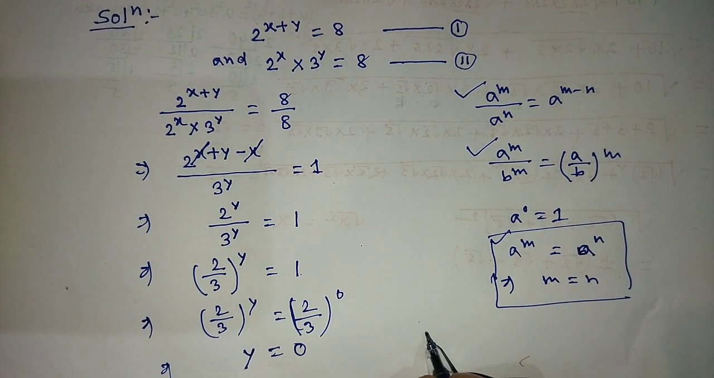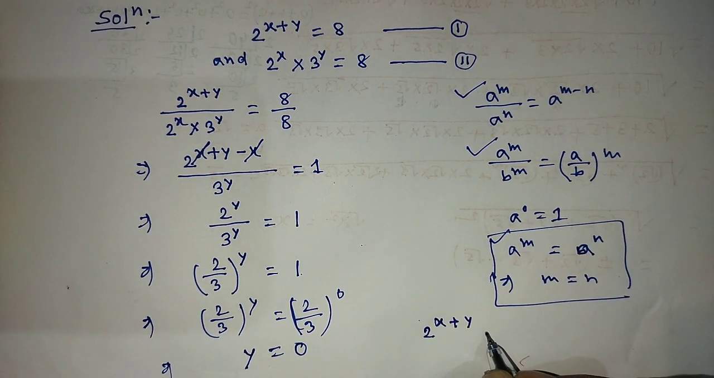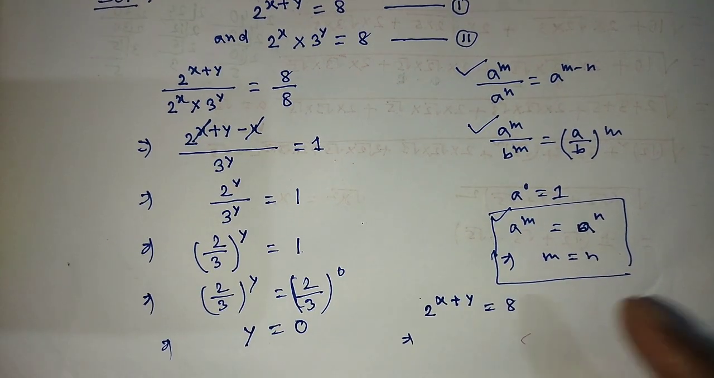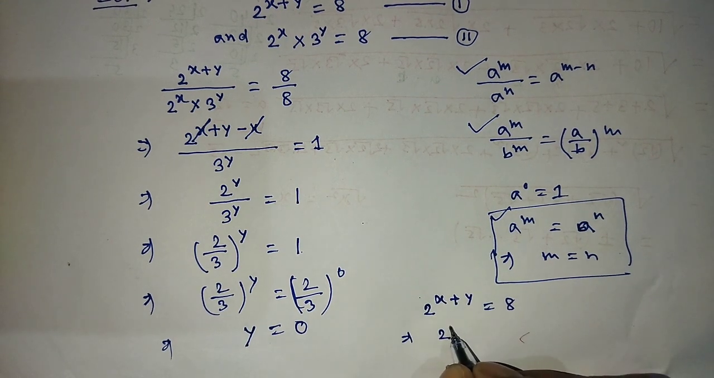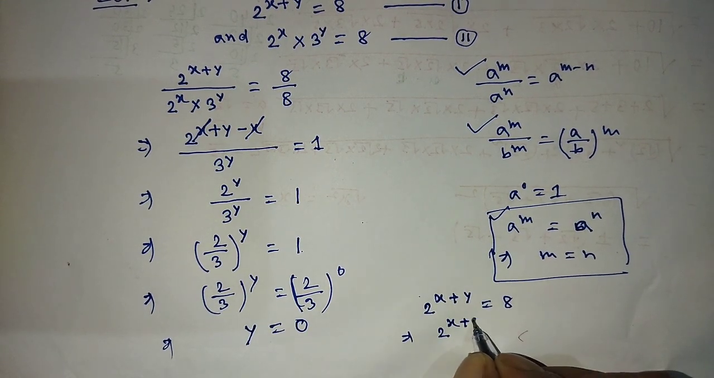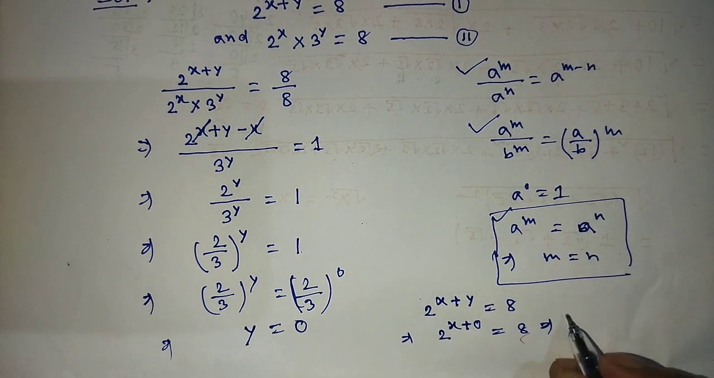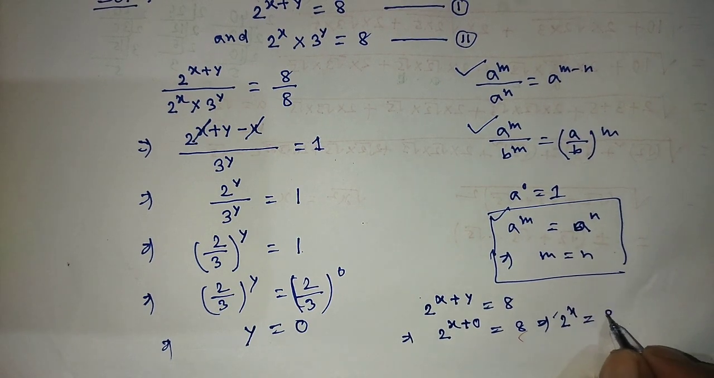So we can write in here 2 to the power x plus y is equal to 8. So student, we have to put the value of y, so we have to write in here 2 to the power x plus 0 is equal to 8. Okay student. So after that, my dear student, on the left hand side you have to write 2 to the power x is equal to 8.